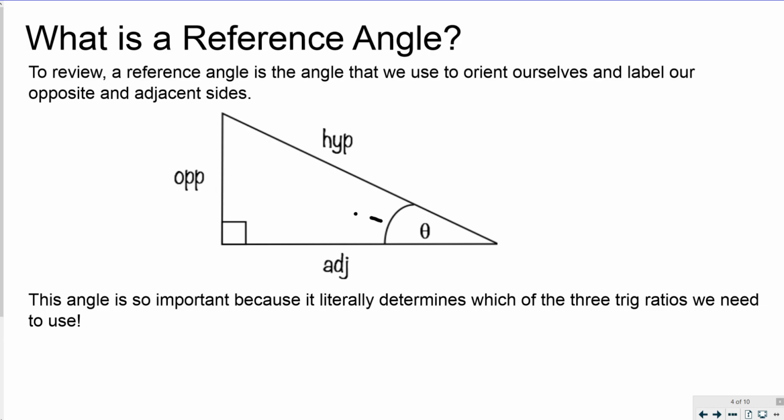So if I draw a dashed arrow in here, that's to say that is the opposite side. And this one here is adjacent. The hypotenuse, this one up here, is always fixed. It's the longest side, and it's the one that is across from the 90-degree angle. This angle is so important because it literally determines which of the 3 trig ratios we need to use.